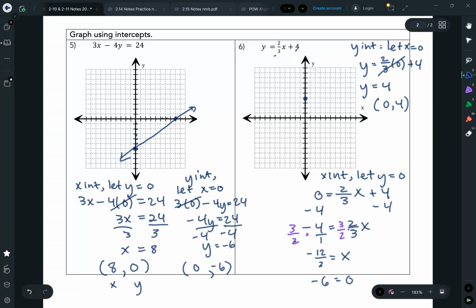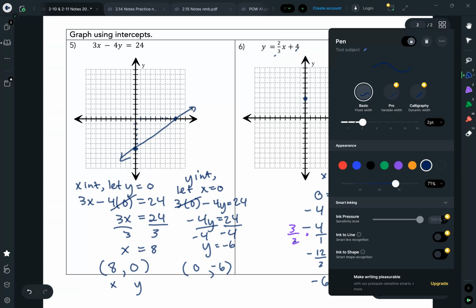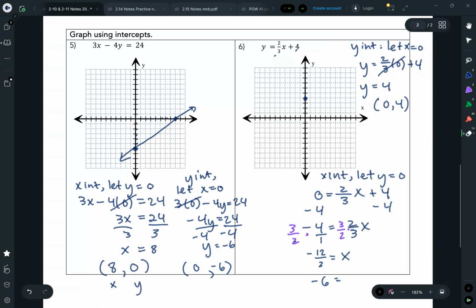It's just pretty easy. I have no idea why I wrote a 0 instead of an x, except I'm just really tired. So let's go ahead and put the x in there. And so my second ordered pair is negative 6, 0. So let's go ahead and plot that. And then we're just going to connect them both. So it's just a different way to graph.